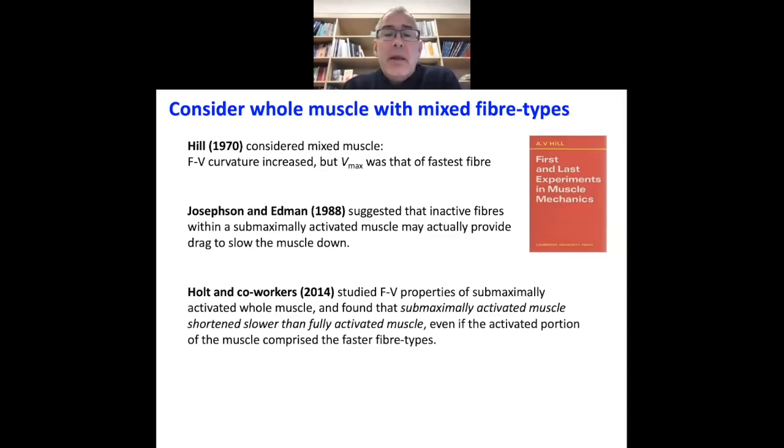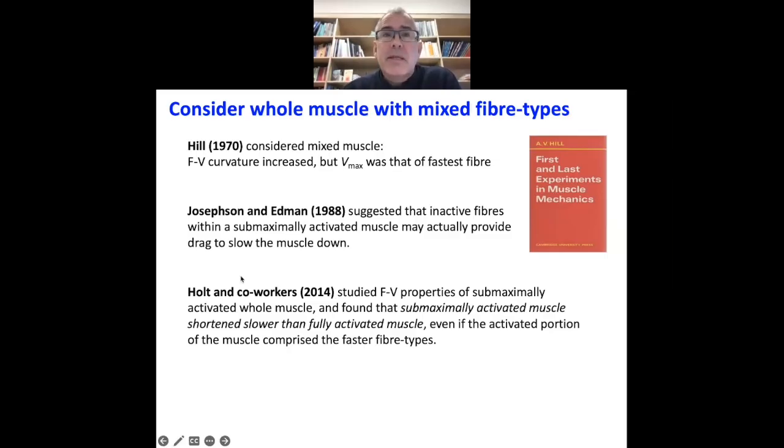So what Natalie Holt's study was essentially showing is that if you only activate 20% of the muscle, the whole muscle still has to shorten. So the 80% of the muscle fibers that are not active have to be moved by the 20% that are active. And essentially, they might provide drag. They're dead weight, they're just not helping, even though they have to be shortened.